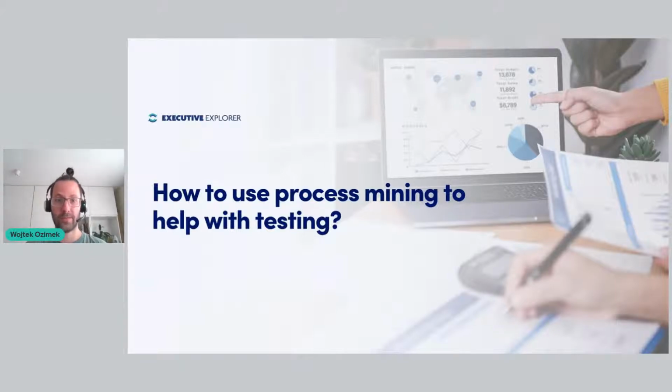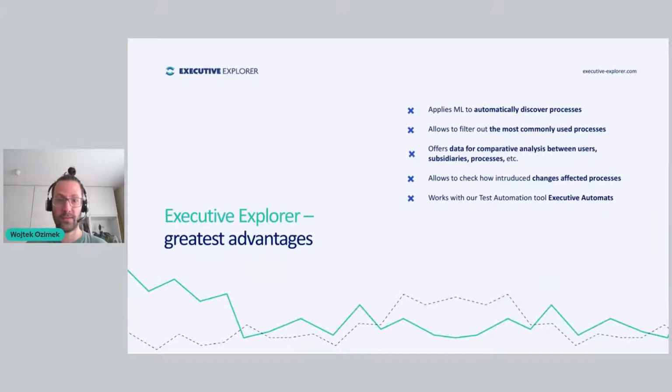Before we start, let me first say what process mining is. Process mining is obviously applying machine learning algorithms, right? So complicated analysis. And this is Executive Explorer, the tool that I'm going to show you today. It is exactly process mining and task mining software that applies those algorithms to automatically discover processes, right? But what I'm going to show you as well is how you can find and filter out those processes that are most commonly used, right?